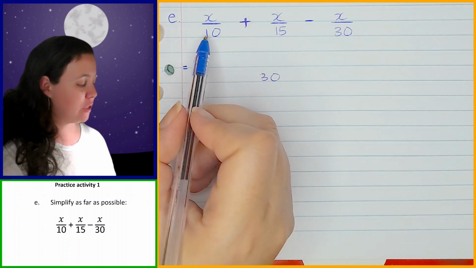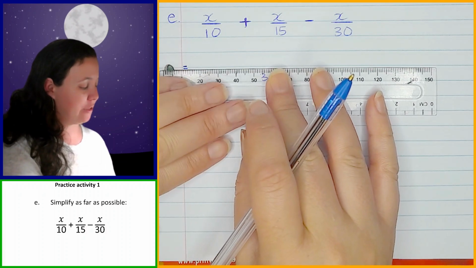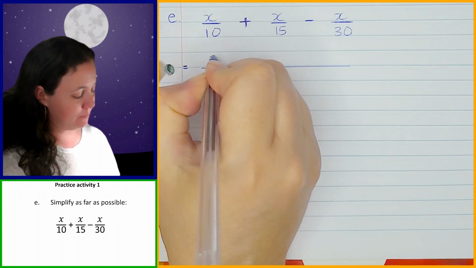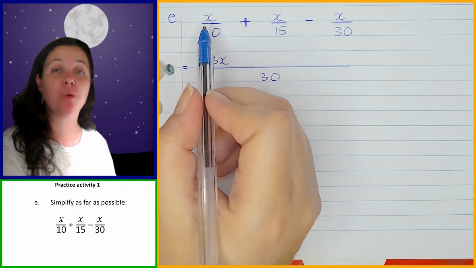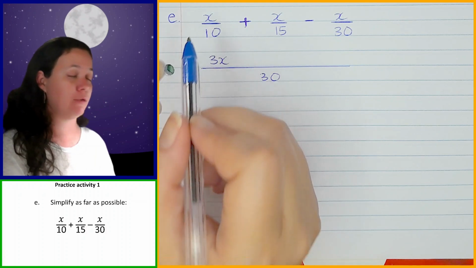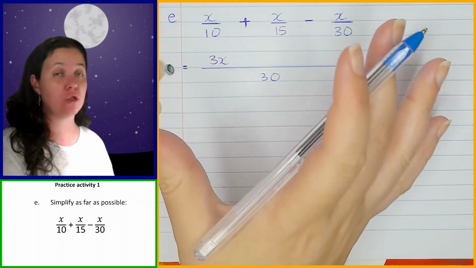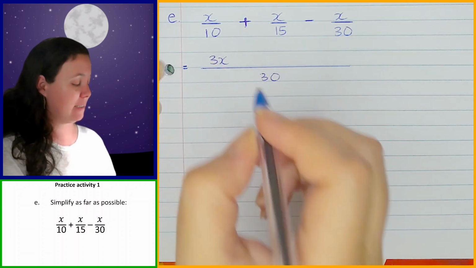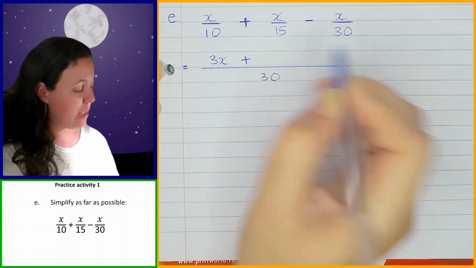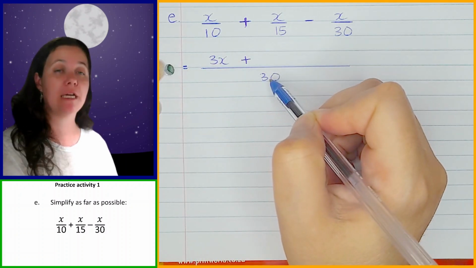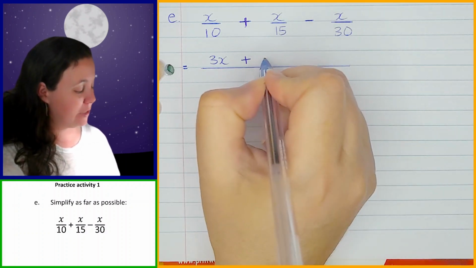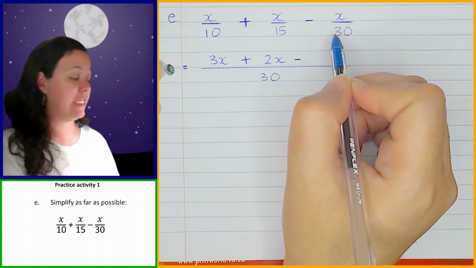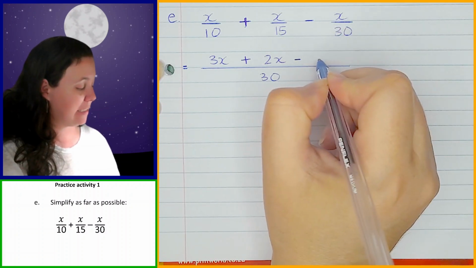Okay, so I need to multiply the 10 by 3 to get 30. So I need to multiply the numerator by 3, and that gives me 3x. Okay, so when I've only got one term in the numerator, I can skip out the step of putting in the brackets. But remember, if you have two terms or more than two terms, you have to put in the brackets. But here, because it's only one term, I can go straight to 3x. Okay, then plus, I need to multiply 15 by 2 to get 30. So I need to multiply the x by 2, and that gives me 2x. And then I've got a minus, and then the 30 is already 30, so I don't need to multiply the x by anything, so it stays x.